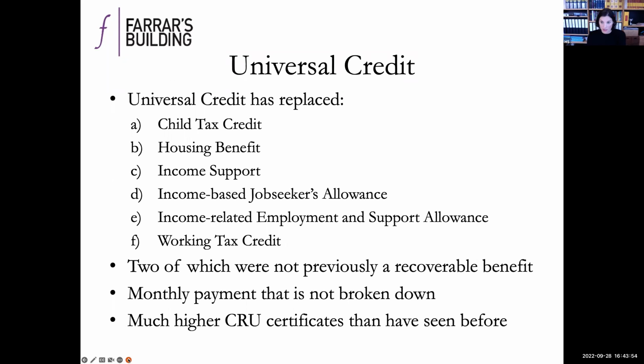So what did universal credit replace? Well, it replaced 6 benefits there in the list. And the reason it's controversial is because child tax credit and housing benefits were not recoverable benefits under the Act previously. So now that's all rolled up into one monthly payment. There's no breakdown, so you can't separate it out.